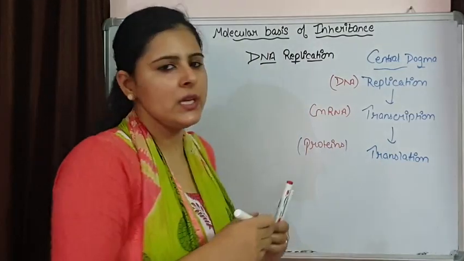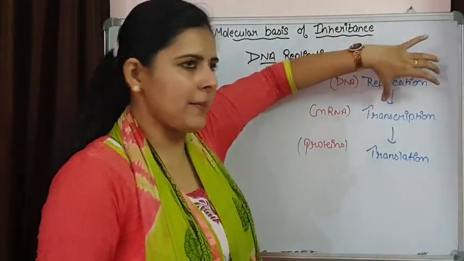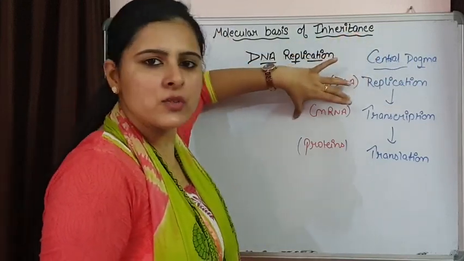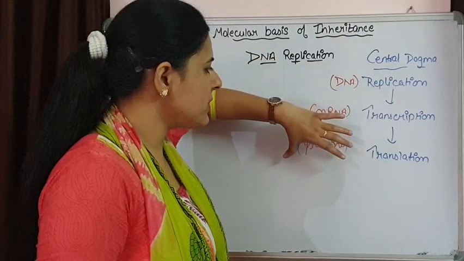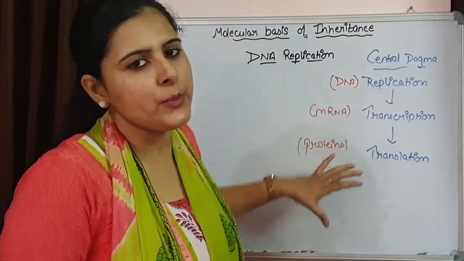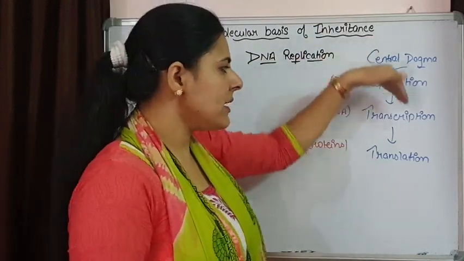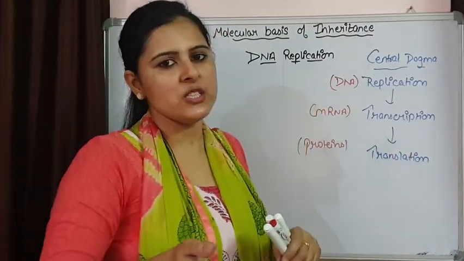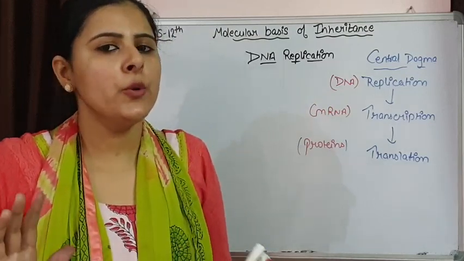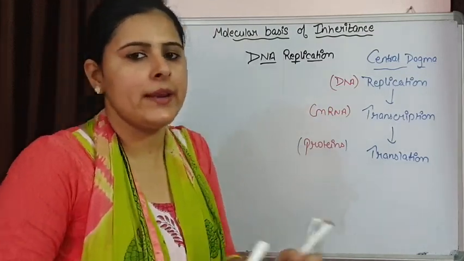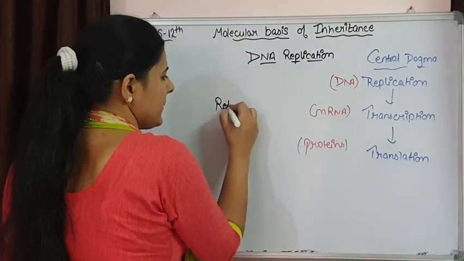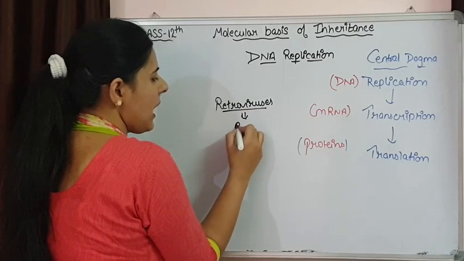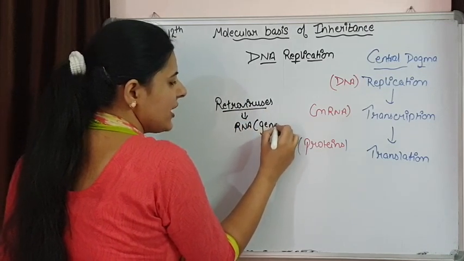So this is what we know, that first DNA replication takes place. From this DNA strand, mRNA strand is going to form. This mRNA is going to code for a protein, and protein will be formed. This is the central dogma which was known, that DNA will change into RNA and RNA will form the protein. But when retroviruses were discovered, retroviruses means the viruses that have RNA as their genetic material.